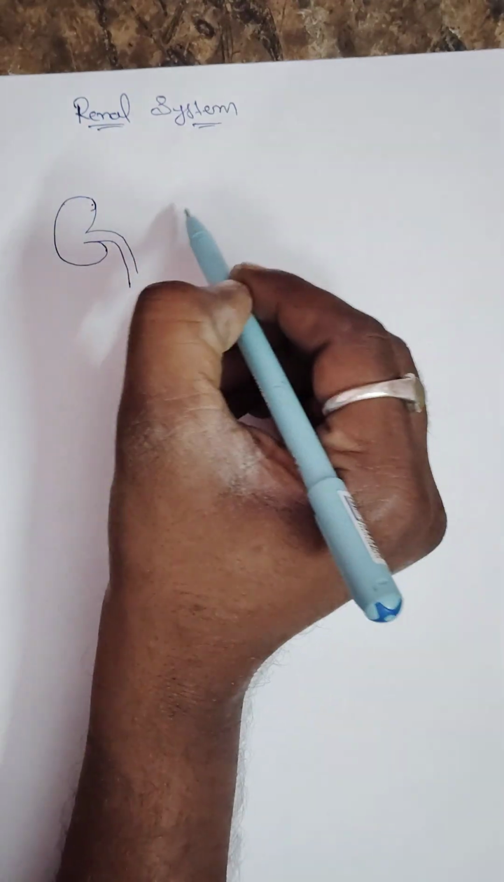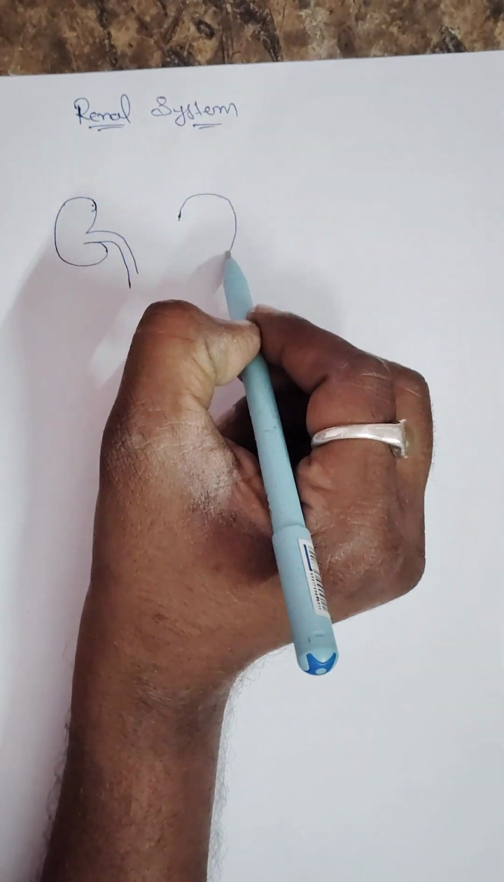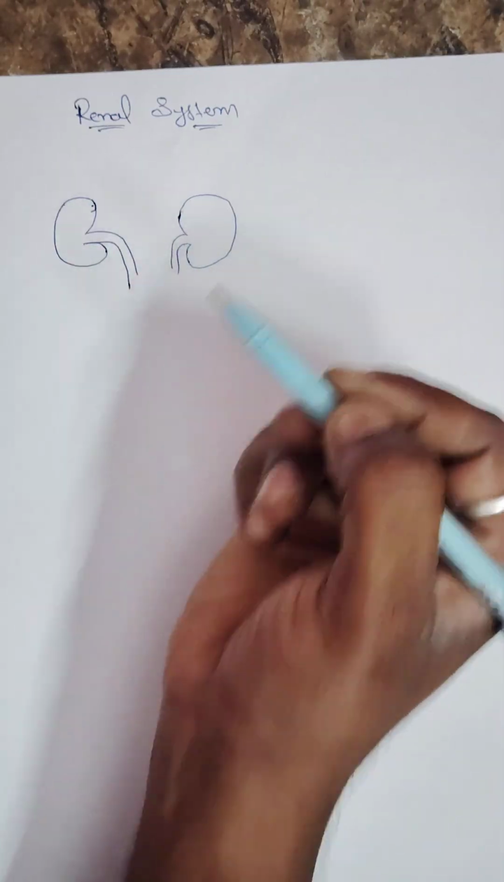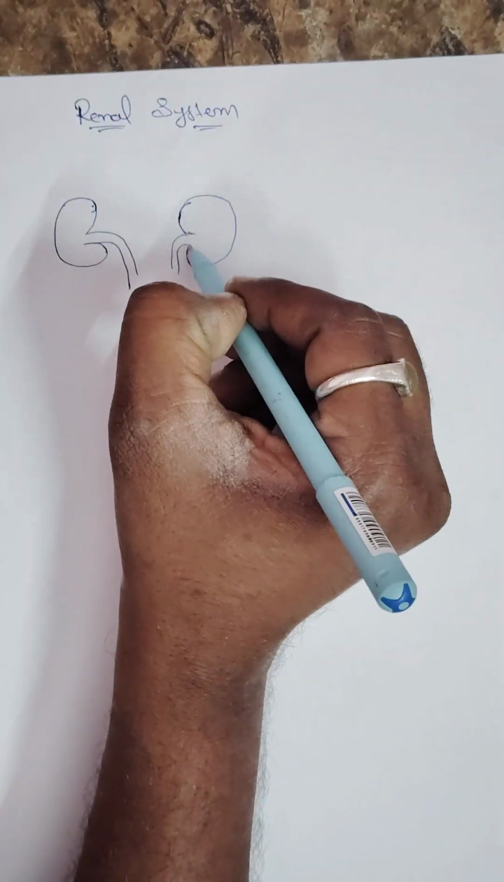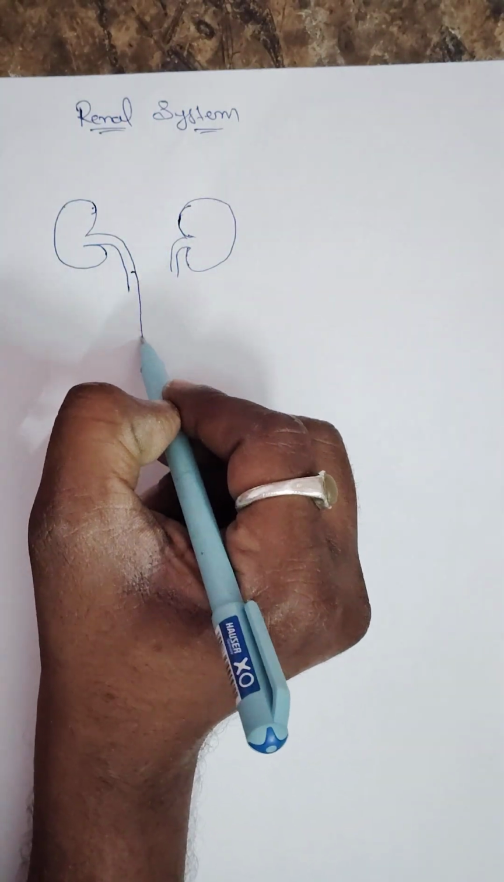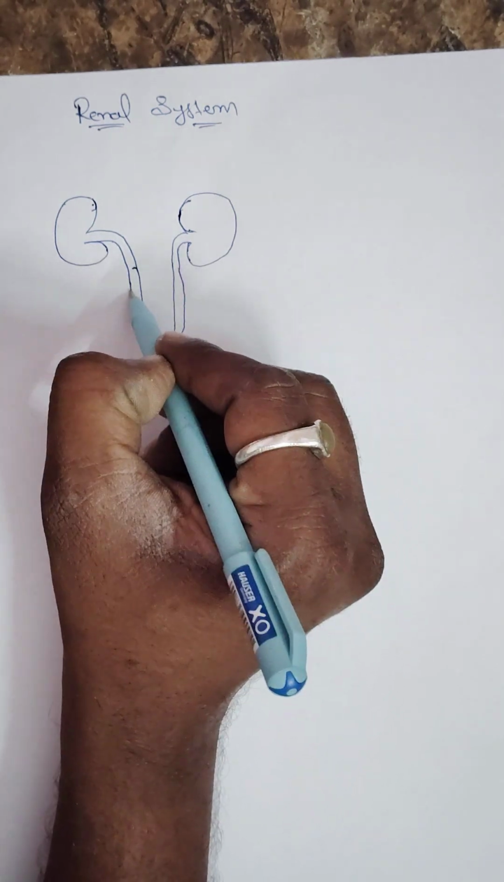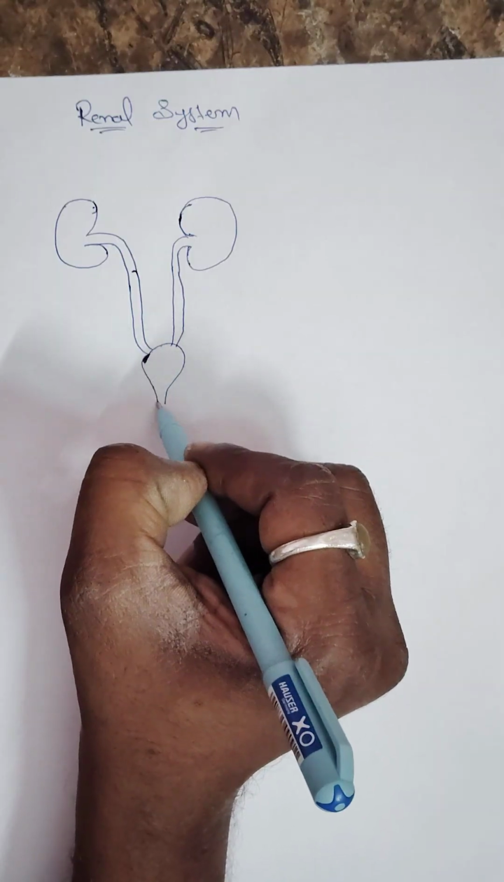One pair of kidneys. These kidneys contain a number of nephrons and different parts. These kidneys are bean shaped in structure. They are connected to one of the parts called the bladder, right?